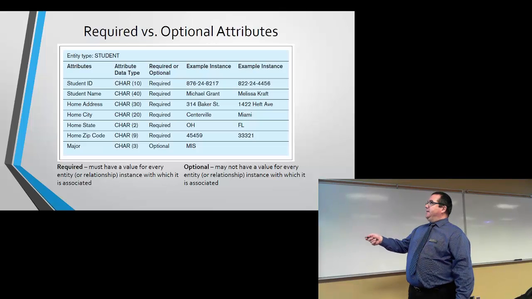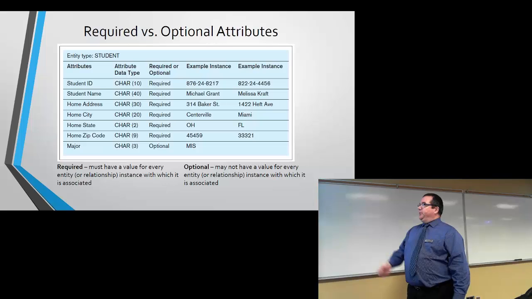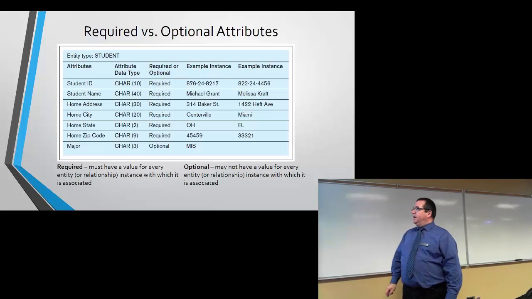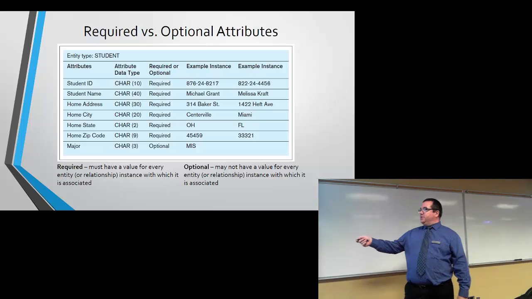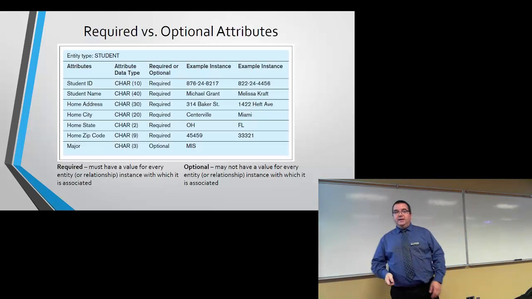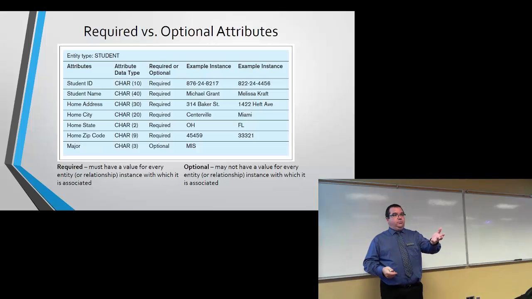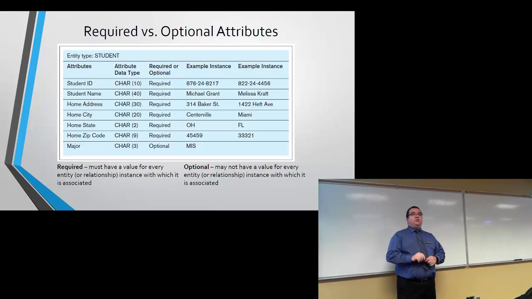And then they give us some sample data here. In this one, they did it cute. They made absolutely everything required except for the student's major, because he kept it simple. But essentially that's an example. So an optional attribute, such as the last one down here, means you may have a value or you may not have a value. It's up to you. Sometimes you don't have all the information.